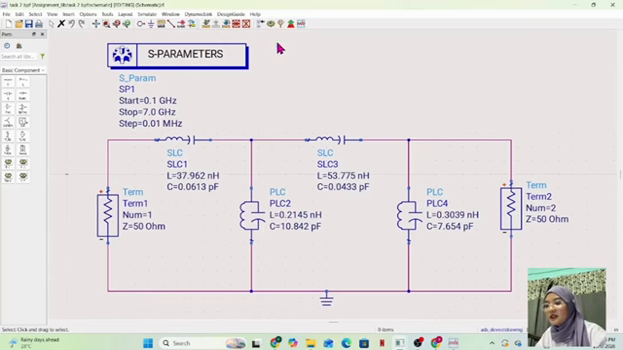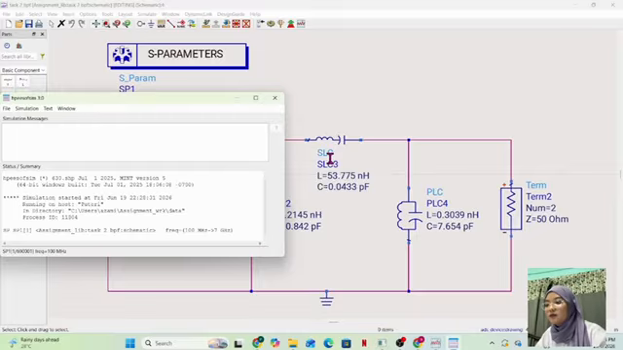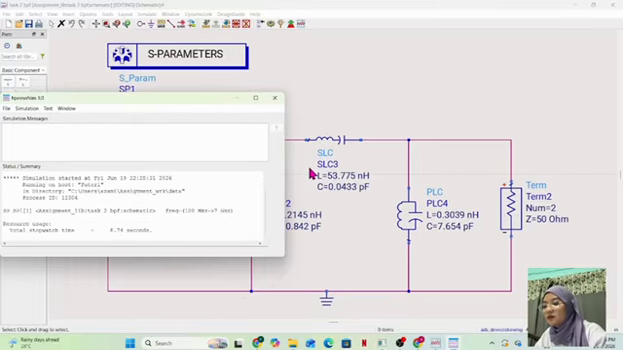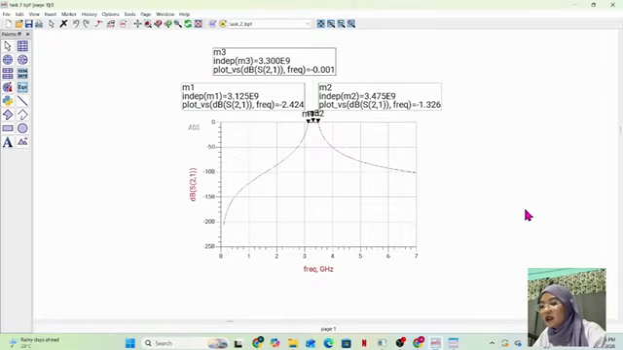This is my circuit of the bandpass filter. And this is my graph of the bandpass filter. So M1 equal to 3.125, M2 3.475, and M3 equal to our FC equal to 3.3.